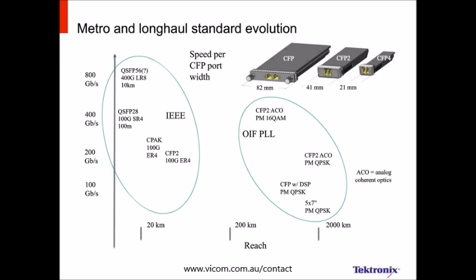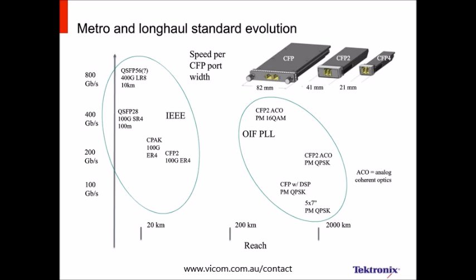I'm not sure exactly what's going to emerge from the IEEE 400 gig group, but potentially it seems like this variant will exist, which would do 400 gigabit per second in a much smaller form factor than CFP, approximately the size of a CFP2, and that would give us 800 gigabit per second in that CFP width.